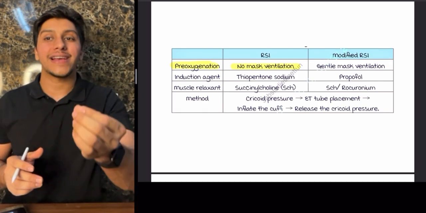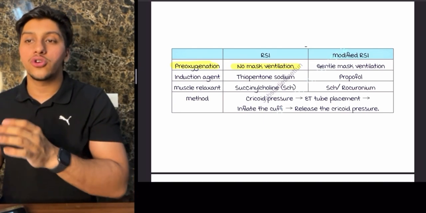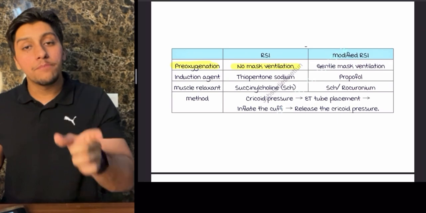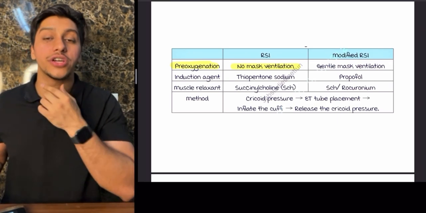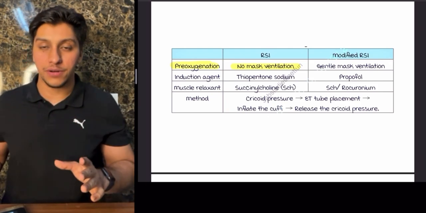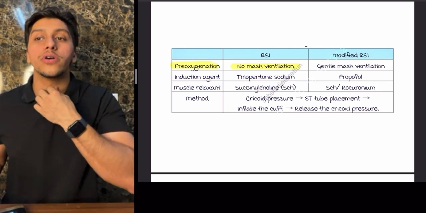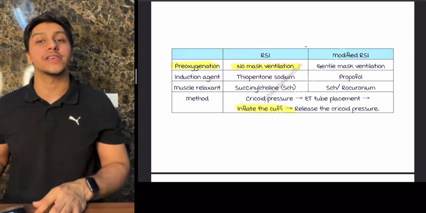The muscle relaxant in case of RSI is going to be succinylcholine. In modified RSI, you're going to use succinylcholine or rocuronium. In both of these methods, we are going to apply the Sellick maneuver, which is pressure on the cricoid cartilage, to prevent the risk of aspiration. Remember to release this pressure only once the cuff is inflated, once the ET cuff is inflated.